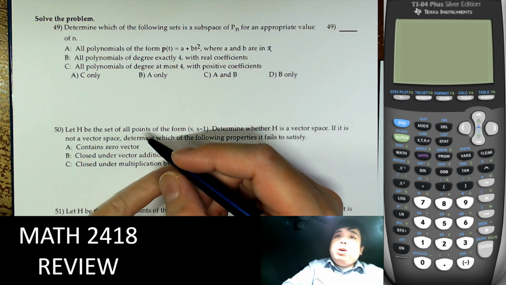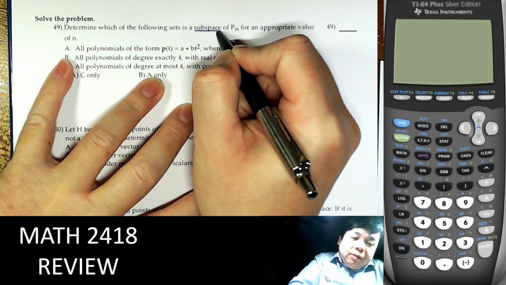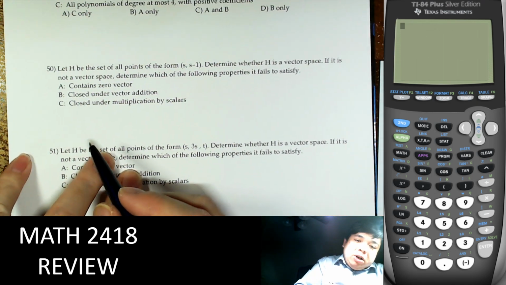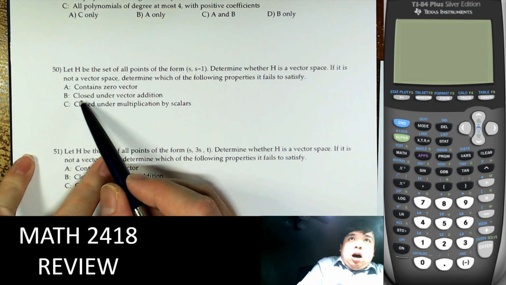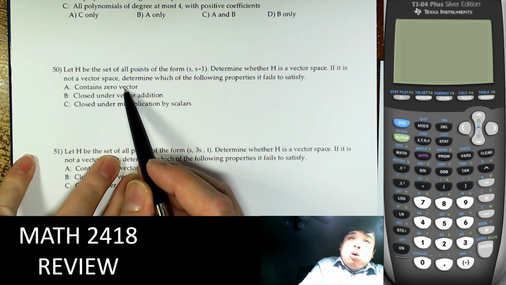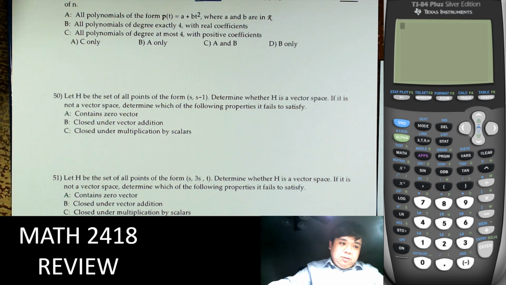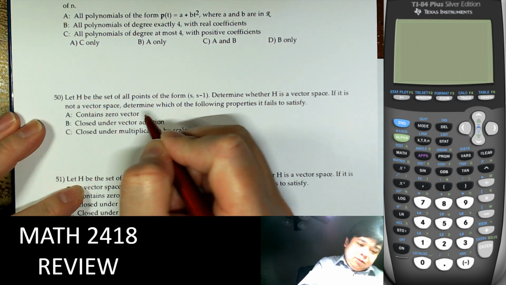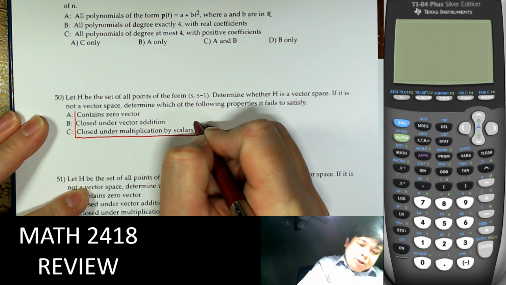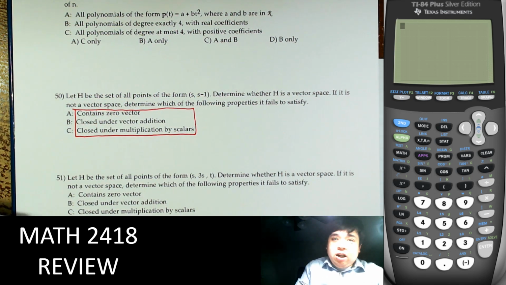We'll continue reviewing linear algebra. The next 3 questions are about subspace. So a subspace has 3 properties: closed under addition, closed under multiplication by scalar, and the 0 vector is in there. A subspace should have all 3 of these properties satisfied.